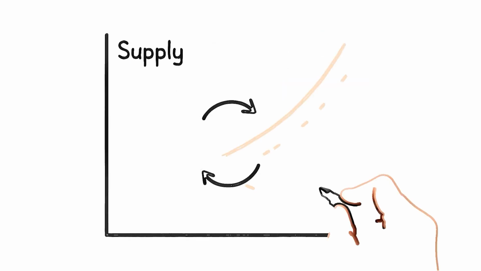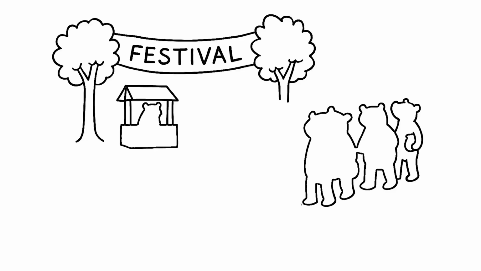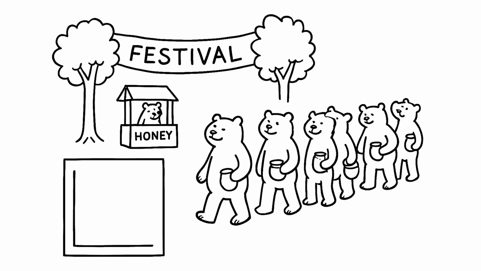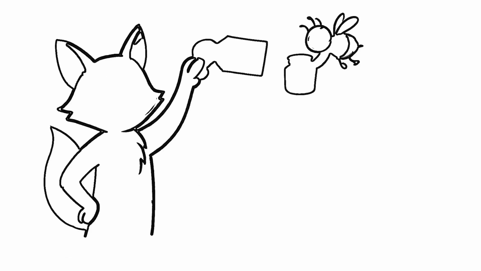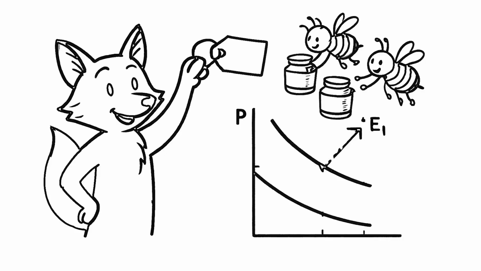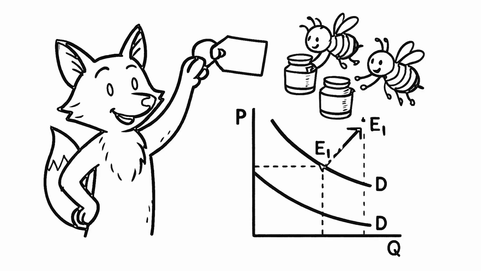But equilibrium isn't fixed. Imagine a festival arrives in the forest. Suddenly, every bear wants extra honey for a celebration. Demand shifts upward. The fox raises prices, and the bees work harder to produce more. Equilibrium moves to a new point, a higher price, a higher quantity.